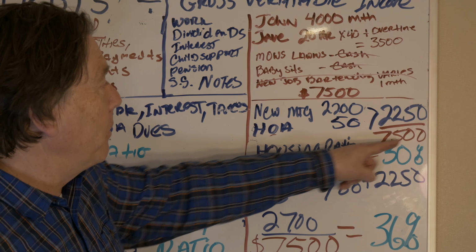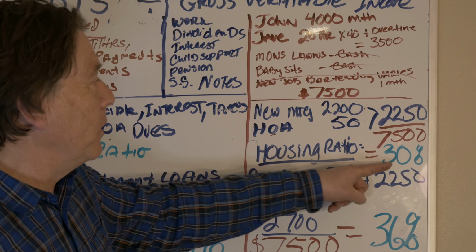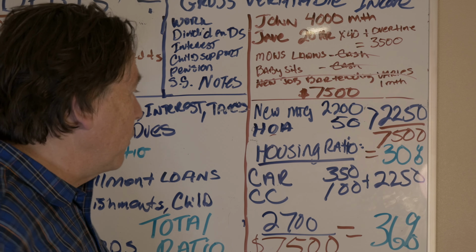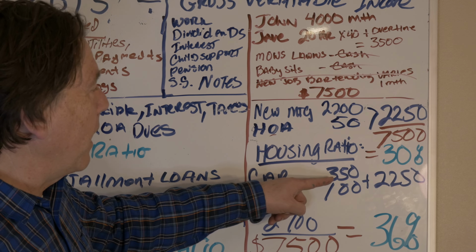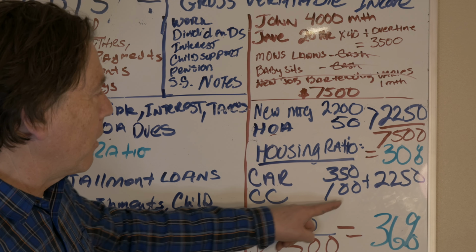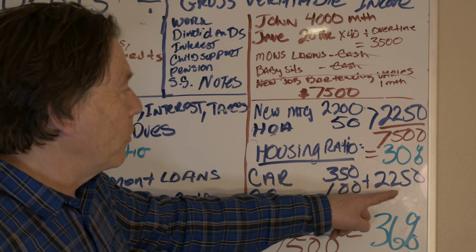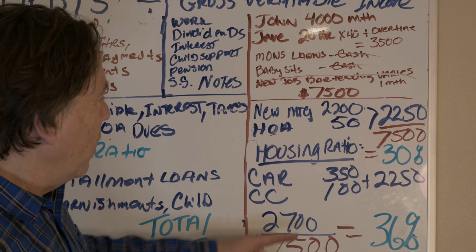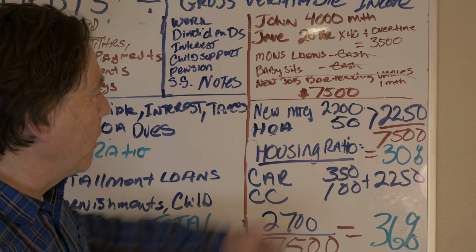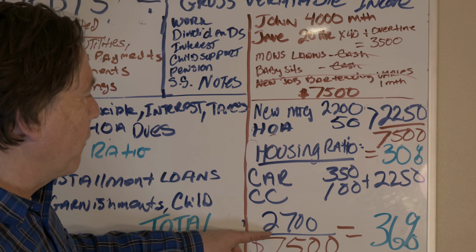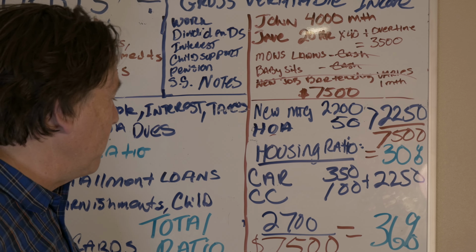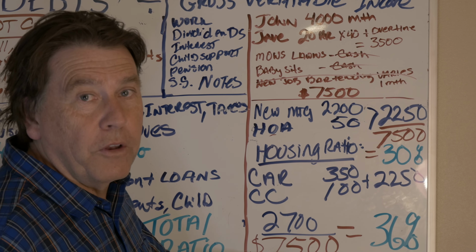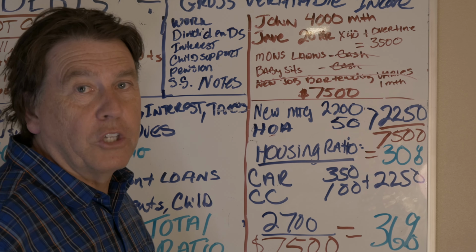Their total income is $7,500, so their housing ratio is 30%. Now, we're going to look at their total ratio, where we're going to add in the car payment and the credit cards of $100 a month, and that's going to equal a total of $450. So, that's going to add $2,250 plus the $450 for a grand amount of $2,700. And divided by the $7,500, that's going to give you a 36% debt to income ratio.